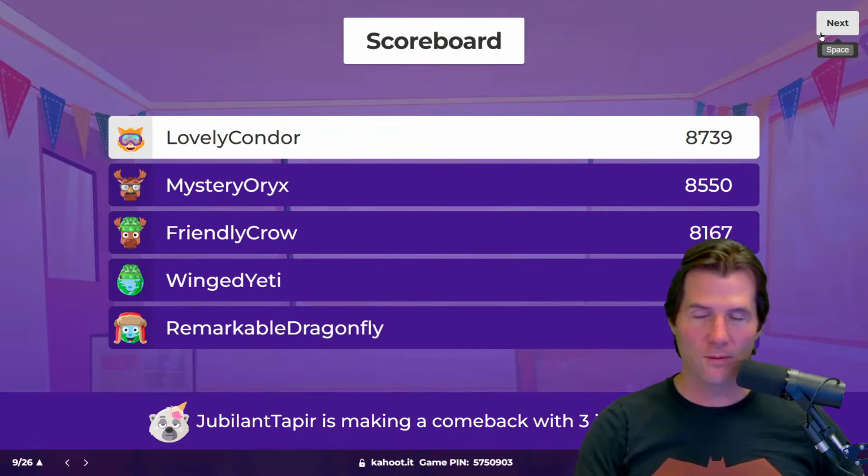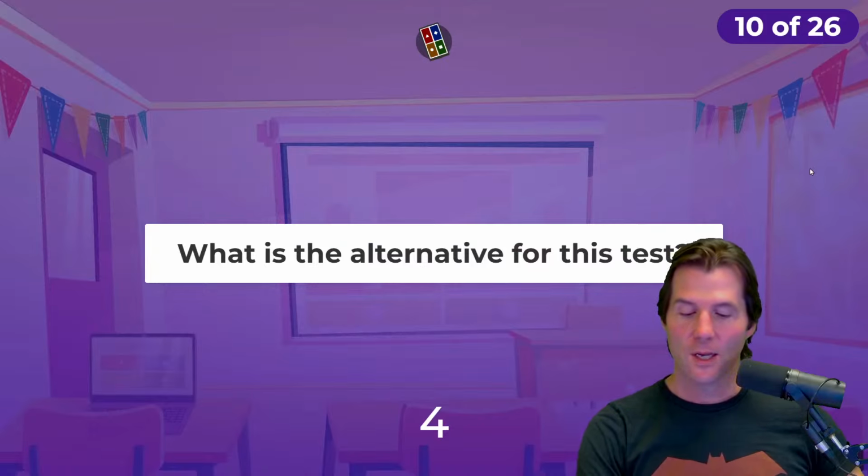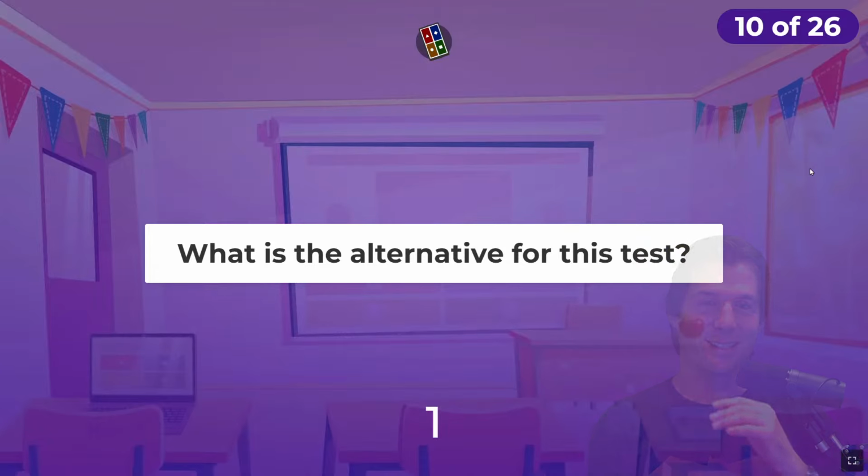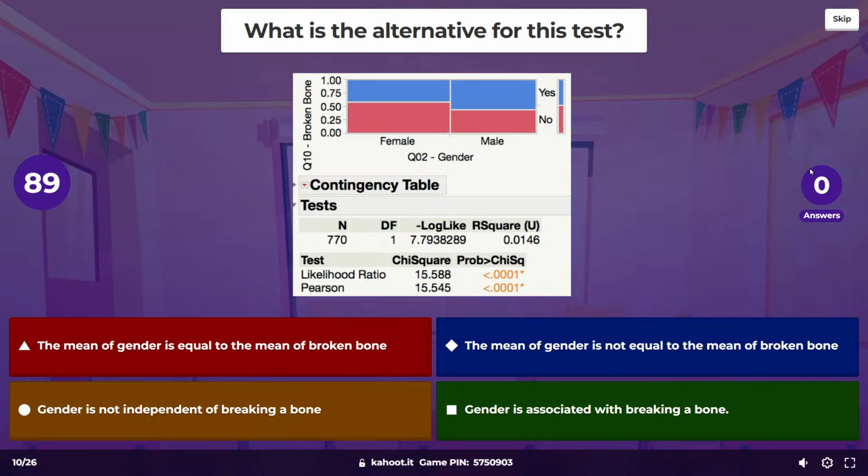Here we go. Lovely Condor still in the lead. Next question. What is the alternative for this test? You got it. Nice and easy. Writing the null is so easy. All you have to do for the alternative is put not in front of it.